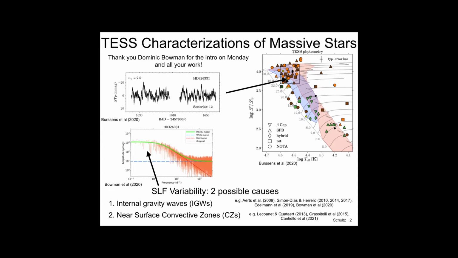Our models are only envelope models, so I can't say anything about the internal gravity wave production at the core at least, but I can talk about these near surface convection zones as a possibility.